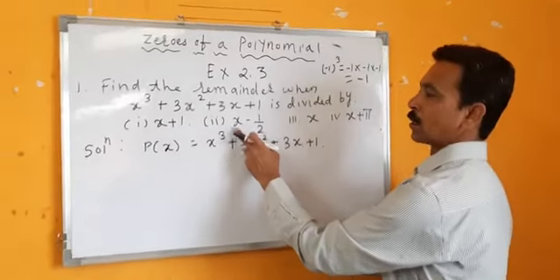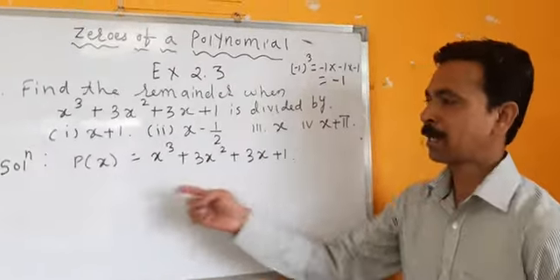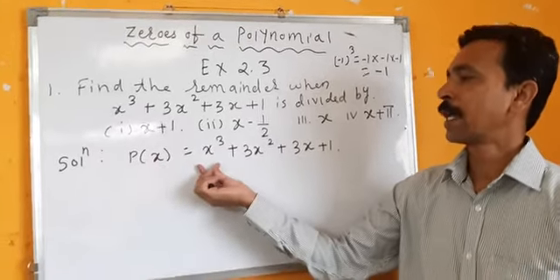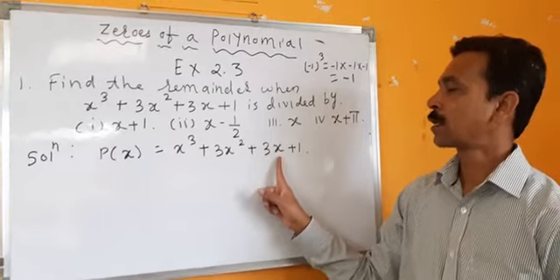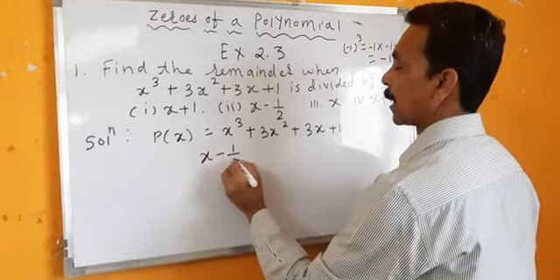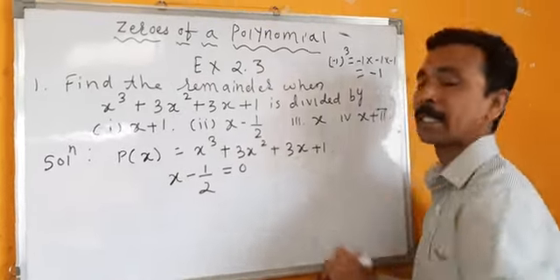Second bit is x minus 1 by 2. But p of x is the same for all the bits. What is p of x? x cube plus 3x square plus 3x plus 1. x minus 1 by 2 is equal to 0.